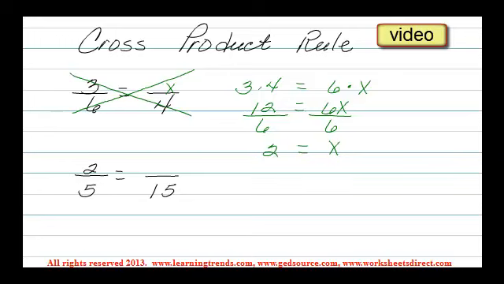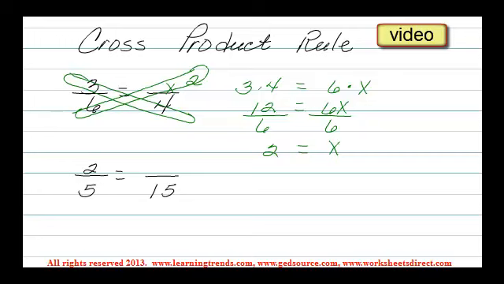So 6 equals 2 over 4. Again, we could use that cross product rule to double check: 3 times 4 is 12, and 6 times 2 is 12, so 12 equals 12.